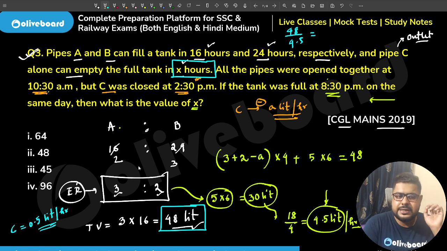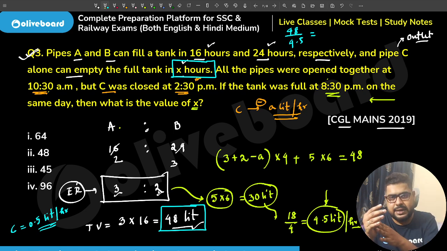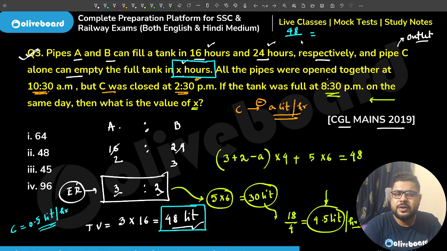Out of that, that means 5 liters A and B are filling and C is emptying something. The total combined is 4.5. So that means C is emptying 0.5. Then only 5 minus 0.5 can be 4.5. So that is the efficiency of C. So if you do that, how much time will C take, sir? By 0.5. So this is by half, meaning 48 times 2, which will be 96 hours.